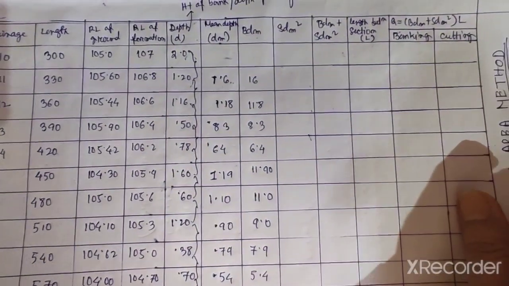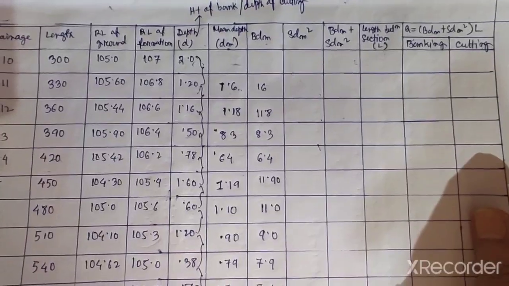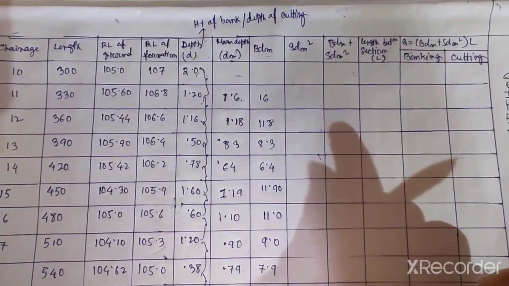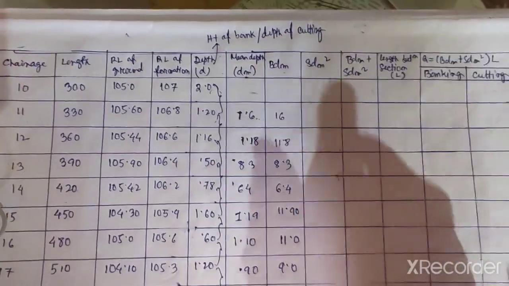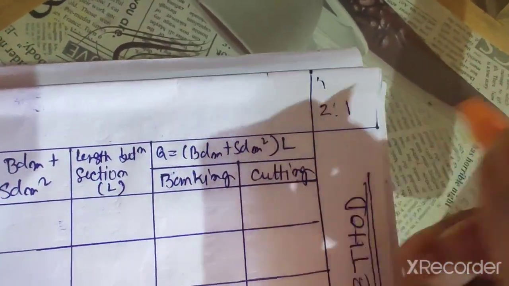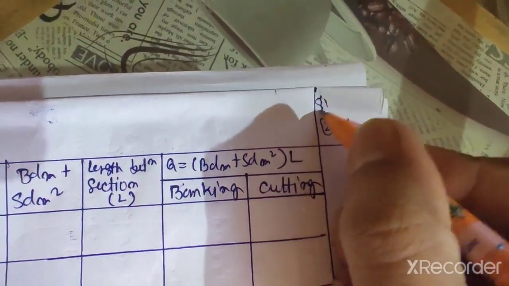So we have found out BDM. Now SDM square. We need to find out SDM square for each and every station. Now what is S? As given in the question, the side slope is 2:1. Side slope is 2:1. That means S value is 2. S is equal to 2.